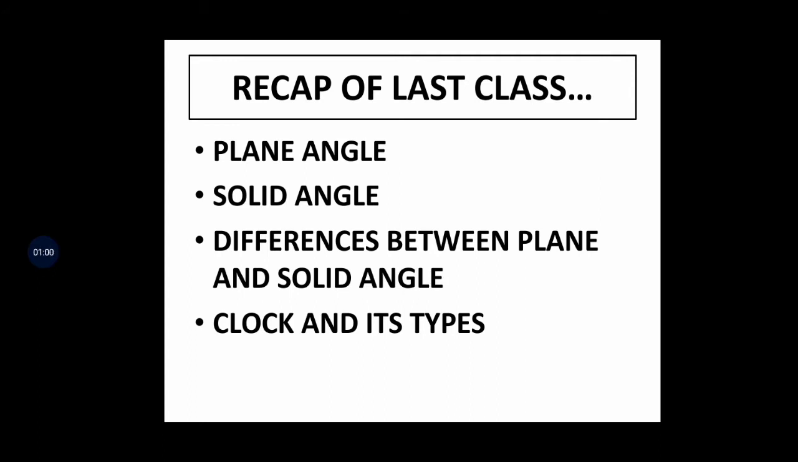So in the last class, we have learnt what is plane angle and what is solid angle, and what are the units used for plane angle and solid angle, and some differences between plane angle and solid angle. And one more interesting concept, clock and its types also we have seen. So clock is a device used to measure time. Based on the display, the clock is divided into two types, analog and digital type. And based on the working mechanism, it is divided into two types, quartz clock and atomic clock.